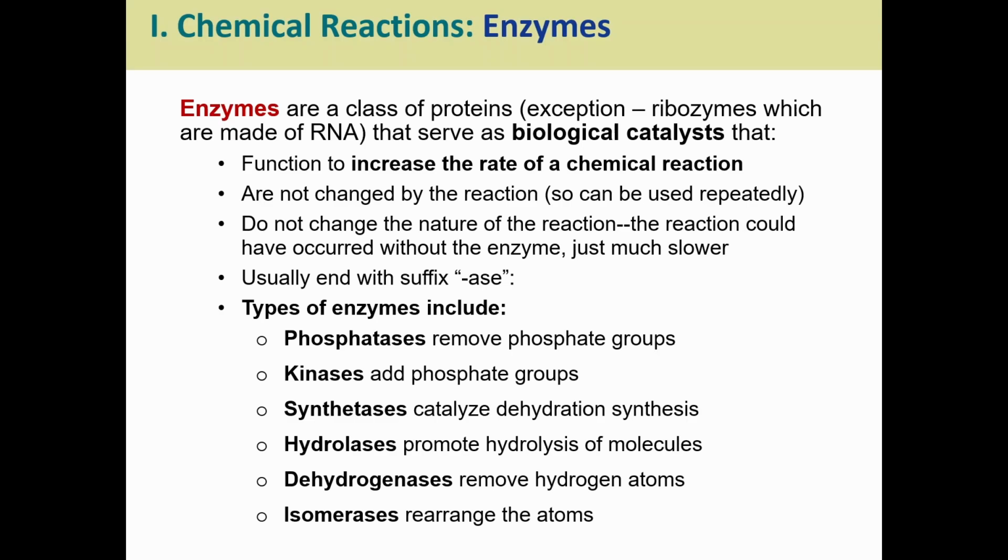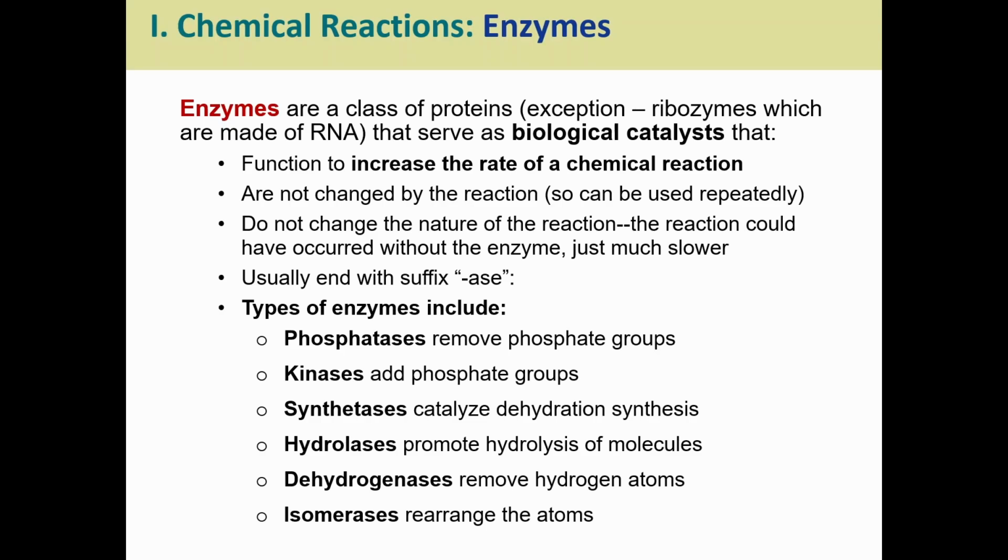So we have a phosphatase. Phosphatase enzymes remove a phosphate group. So they just strip a phosphate off, hence the name, phosphatase. Kinase do the opposite. They add the phosphate group. Synthetase will help speed up a dehydration synthesis reaction. So we know what a dehydration synthesis reaction is. A synthetase is going to help that process along. Hydrolase is going to promote hydrolysis. So exact opposite, and hydrolase sounds like hydrolysis.